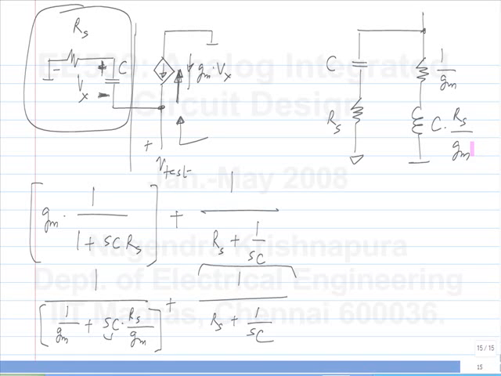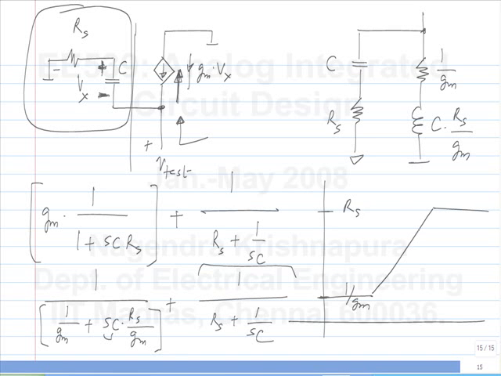As you can see, at DC the inductance is a short, so you get 1 over Gm. At very high frequencies this branch is an open and this C is a short, so you get Rs as the impedance. So if you plot the Bode plot, it will start from 1 over Gm and go to Rs. This is what it will look like. In this region where the impedance is increasing, it shows an inductive behavior, and that's the interesting part of it.